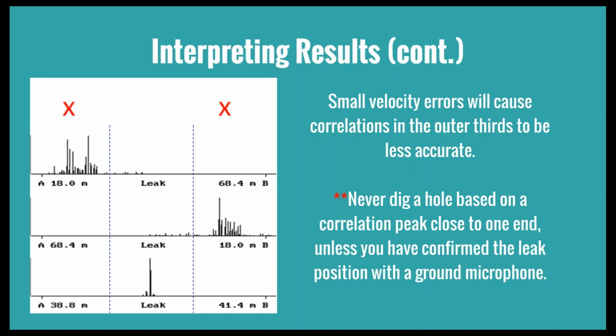So then small velocity errors will cause correlations in the outer thirds to be less accurate. So again, if your leak isn't really in that middle third with the correlators, before you start digging, you probably want to verify, and again, either get your correlators closer together to really get that leak to be in the middle portion, or do ground sounding if it was outside those two places to verify whether you can hear a leak at the ground level.